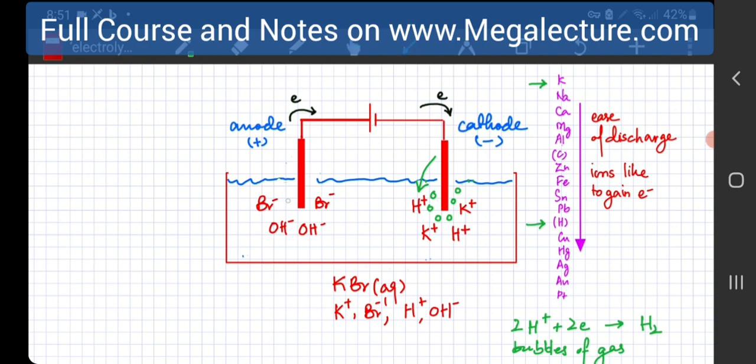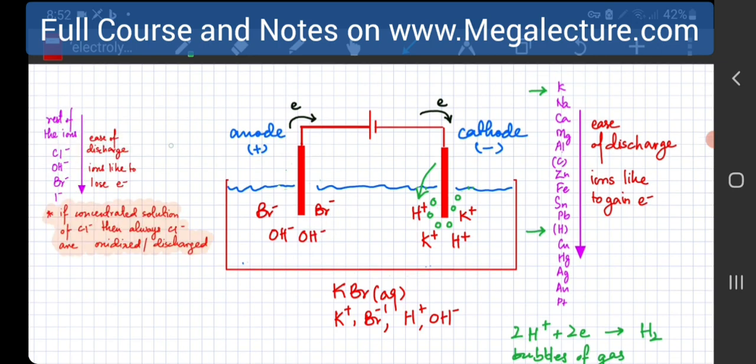And at the anode, someone over here is going to lose electrons. So whether it's Br-1 or OH-1, we're going to look at our series. So here's our series at the anode, and the competition is between Br-1 and OH-1. You can see that the Br is right at the bottom over here, while OH is slightly above that. So who loses electrons? The one that's at the lower side. So Br-1 is the one that's going to give the electrons to the battery.